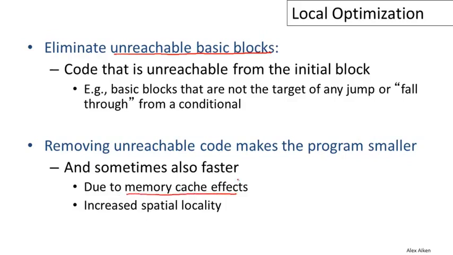But making the program smaller can actually make it run faster because of cache effects. So the instructions have to fit into memory just like the data. And if you make the program smaller, it makes it easier to fit the program in memory, and you may increase the spatial locality of the program. Instructions that are used together may now be closer to each other, and that can make the program run more quickly.